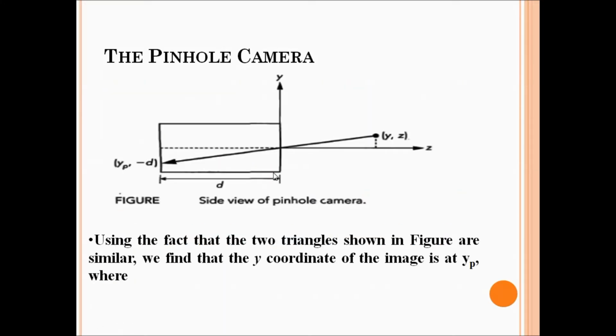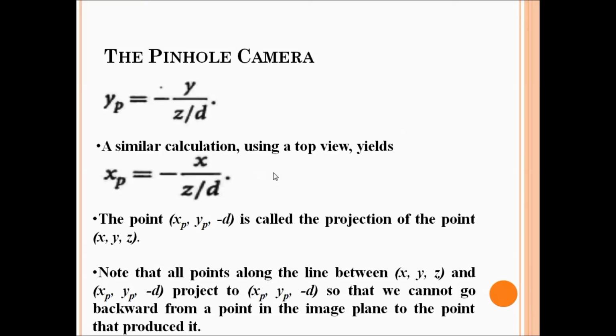You can see the side view of a pinhole camera. So using the formula of similar triangles, I can yield two values, that is xp and yp. Remember here, I'm going to get an image on the film plane. Your film plane is a two-dimensional screen. That's why I'm having only two coordinates. Those coordinates are xp and yp.